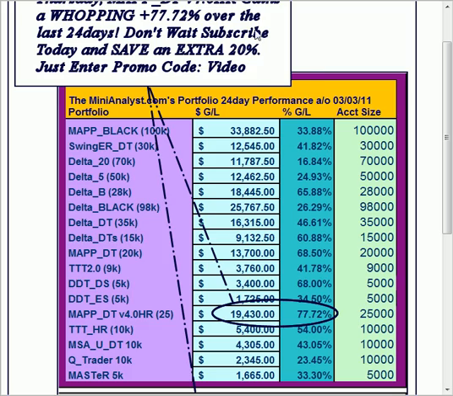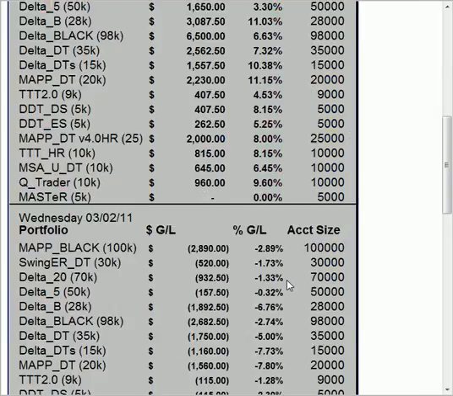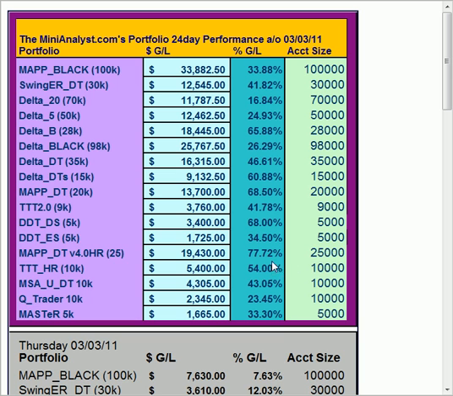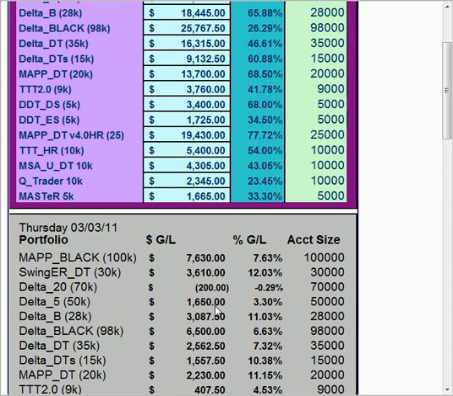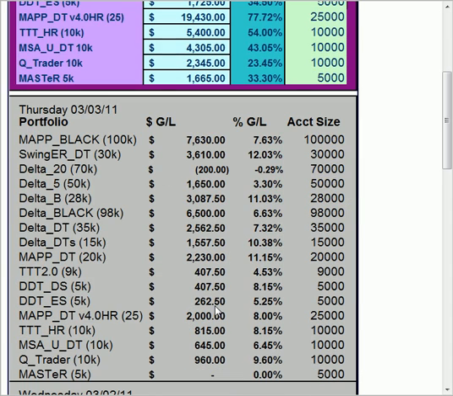Over the last week or so, here's how we've done. There's the 80% return aforementioned. MapDT, venerable MapDT. This portfolio has been around for probably about 7 or 8 years. And certainly it's had a few additions and a few deletions, but all in all, the systems are still the same that have been ongoing.